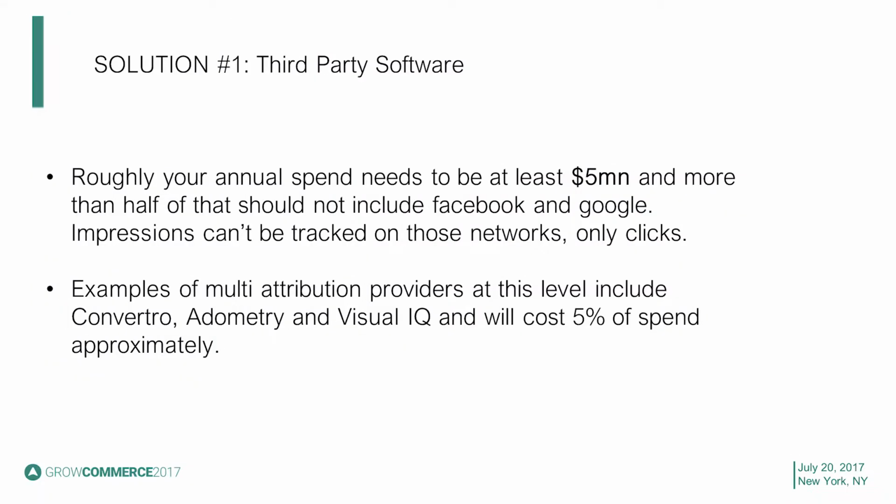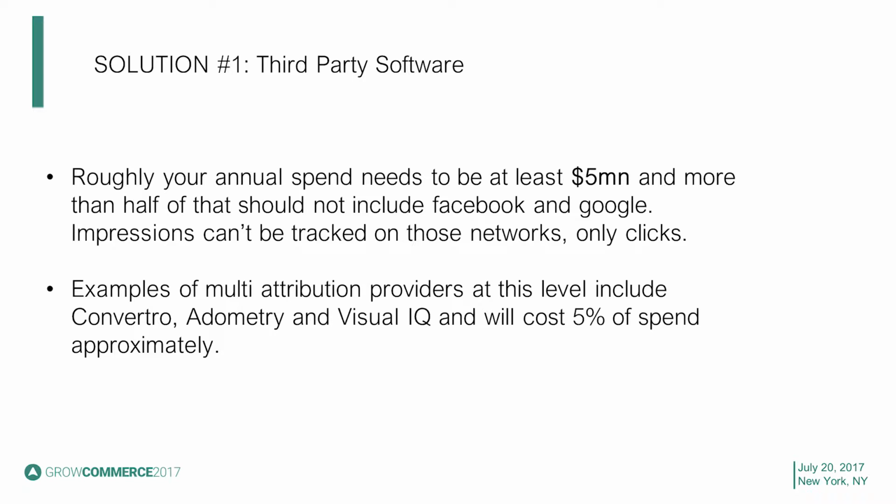If you've dealt with statistics, and you're marketers, so I assume that many of you have, you know that you need enough data for statistics to be a source of truth, to be statistically significant. So to make the most of multi-attribution software, you need to be feeding it enough data to make it work. Roughly your annual marketing spend needs to be $5 million. And more than half of that really should be coming from sources that are not Facebook and Google, for multi-attribution software, the kind that I think actually delivers a source of truth that works, to be relevant to you.